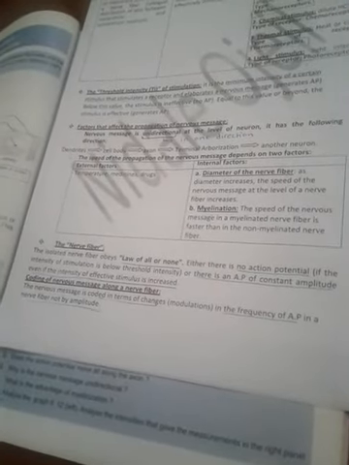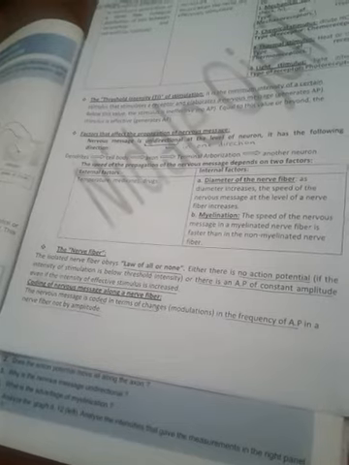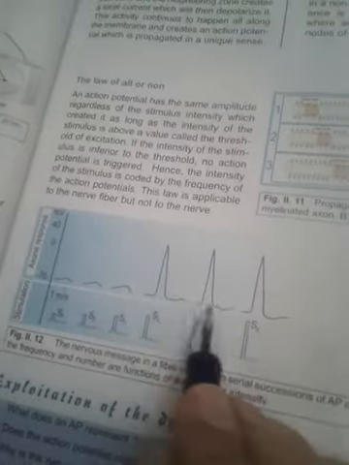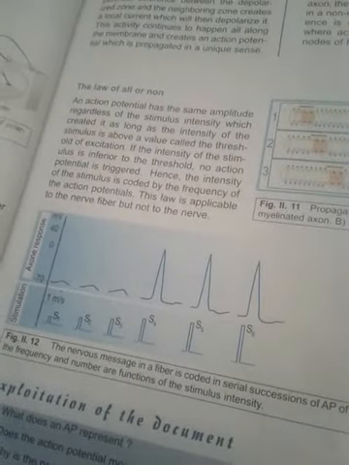We move to the last thing, the law of all or none. Either there is no action potential or there is an action potential. It doesn't matter how much the intensity of the stimulus is, it will either generate an action potential or not generate one. It depends on how many action potentials I have and not on the amplitude, on how high the action potential is. If you look at your book, figure 11.2, I don't care how high my action potential is as long as an action potential is generated.